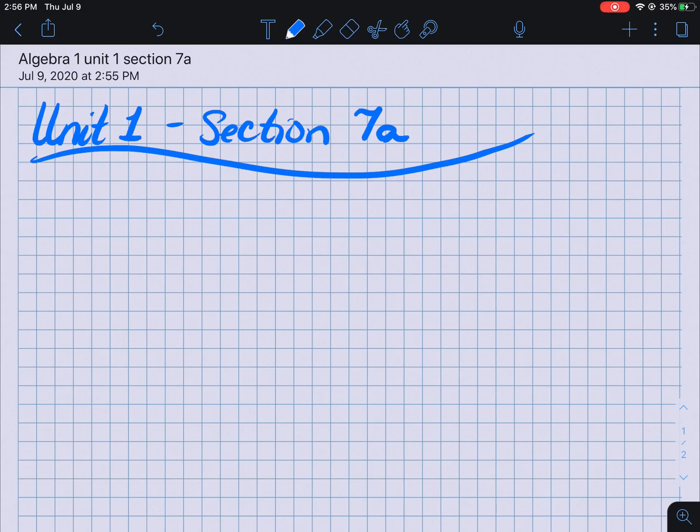Okay, we're on to Unit 1, Section 7a. And this one's going to be on proportions and ratios, or ratios and proportions. You've probably done these before. We're now going to use them in algebra and do some algebraic solving. Okay, so there's a couple little notes I want to give you.